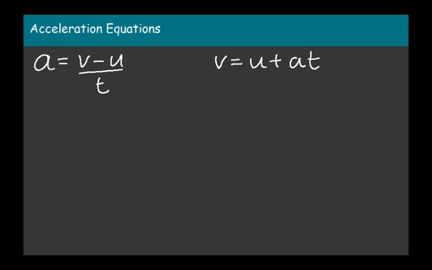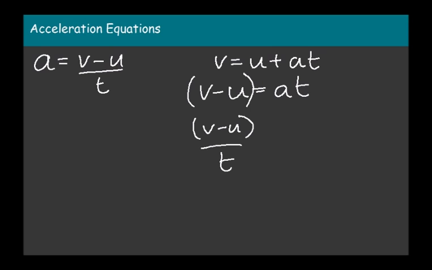So if we take the equation on the right hand side here and subtract u from both sides, or bring u over to the other side of the equal sign, we end up with this equation. If we divide both sides by t, we get v minus u divided by t is equal to a. So you can see that's exactly the same as our other equation. So we can actually use either of these equations in cases where we're dealing with accelerations.